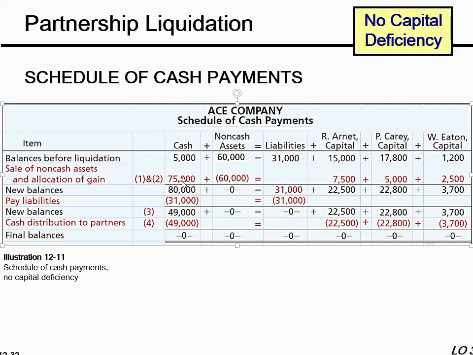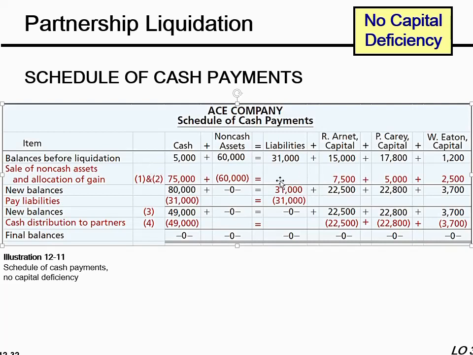So 75,000 cash was brought when you sold all the 60,000 assets to another company. The difference between them is 15,000, which we have recorded as gain on realization. But in the balance sheet, no such account is there. So the second journal entry, which was the distribution of gain on realization, has increased the capital balances. So I mentioned them here.